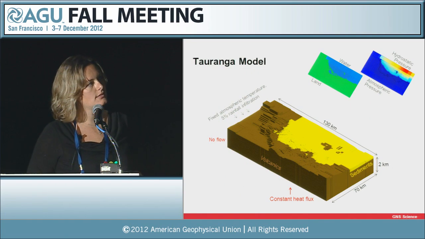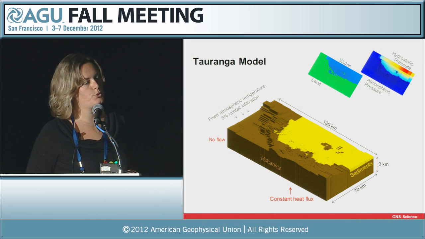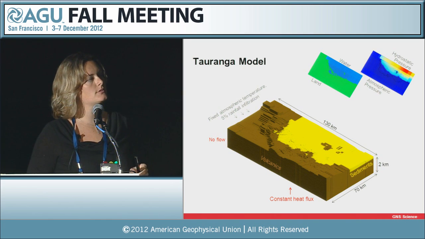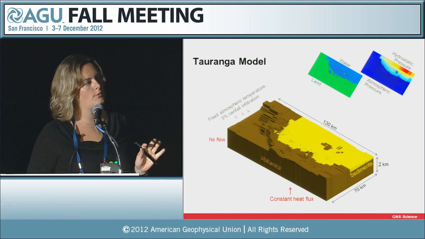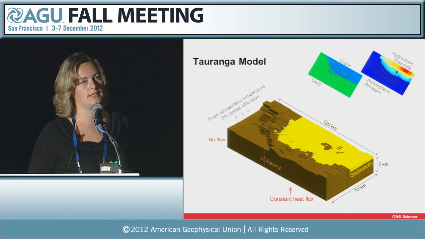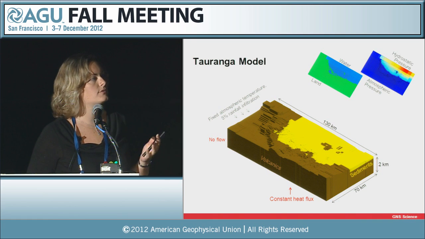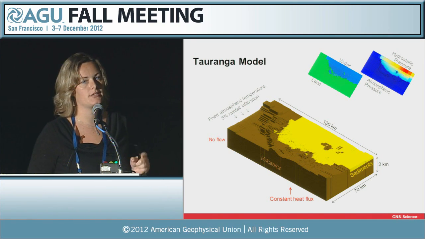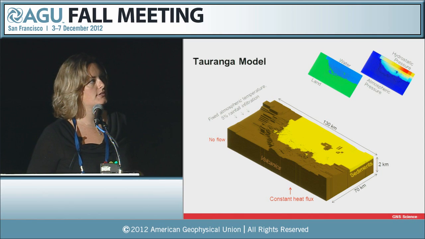So here you can see the actual model. It's pretty simple. There's a thin layer of sediments with up to 2 kilometres of volcanics underneath. We don't have much data in the area, and what we do have suggests the volcanics are pretty much all ignimbrites, so I just treated that as one unit to keep it simple.